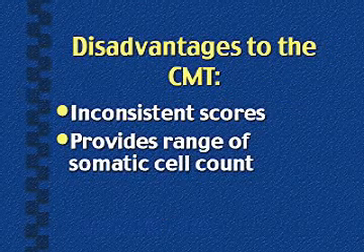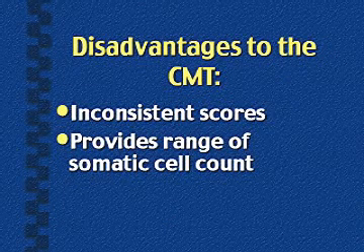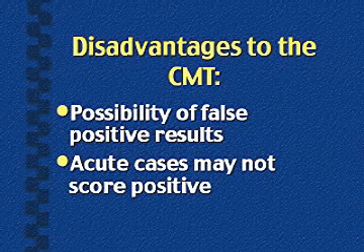There are also some disadvantages to using the CMT. Test scores may vary between individuals performing the test. Scores represent a range of somatic cells present rather than an exact count. Cows fresh less than 10 days or cows that are nearly dry may produce a false positive reaction. Cows should be tested closer to the middle of their lactation.